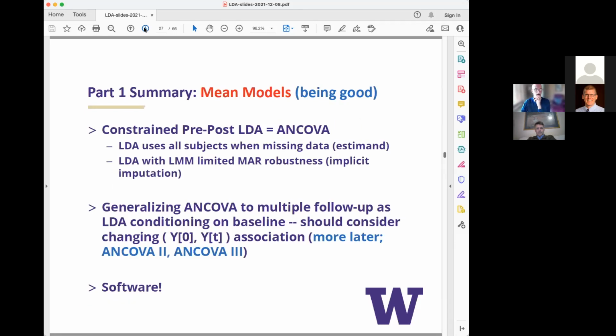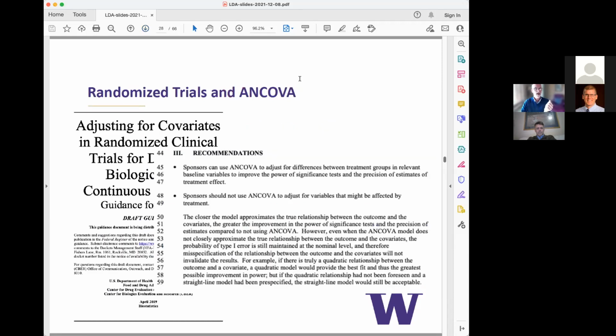All right. I want to say how to do this as well. Like, how do you do this in software? I also want to say, like, this is recognized by the FDA. There's a guidance document that came out in April 2019. It says, hey, sponsors can use ANCOVA. Pretty cool. It's surprising that it was a hard statement for the FDA to make, but it's basically saying it's okay to look at treatment effects adjusted for covariates, okay?